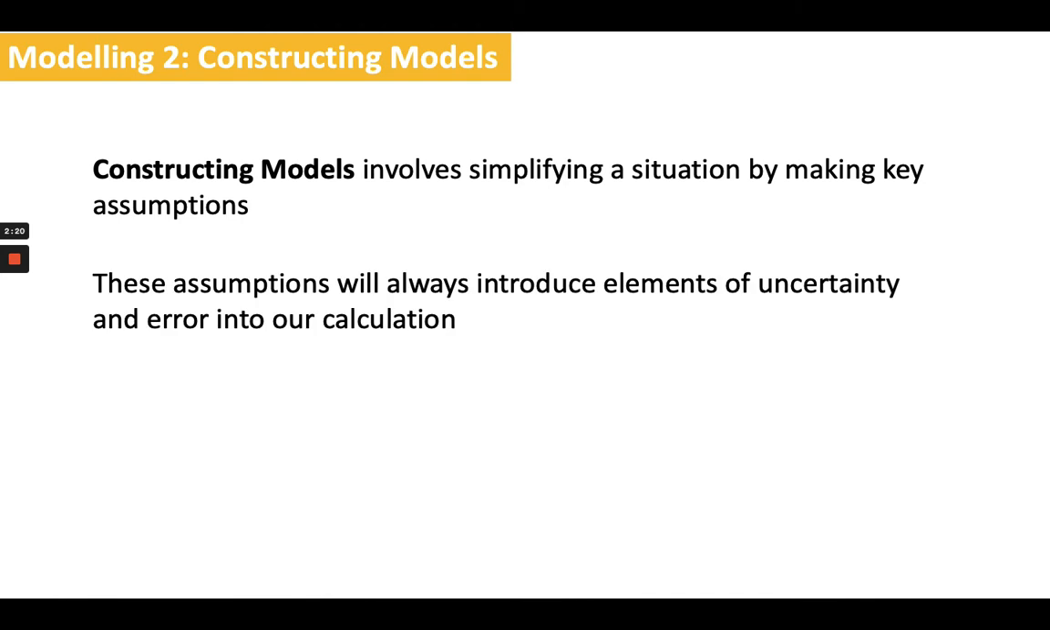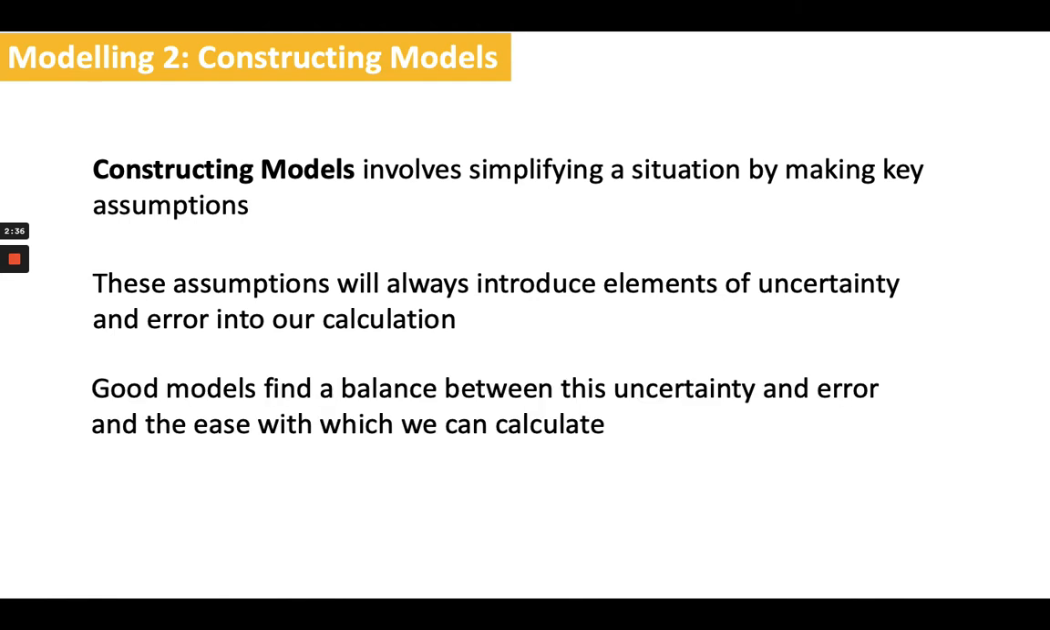Now, assumptions will necessarily mean that there's uncertainty and error in our calculations. There is some way in which these assumptions will mean that our calculation is not 100% accurate. What we want to do, and a good model will do this, is find some balance between the uncertainty created by the assumptions we use, and the ease with which we can calculate the information we're interested in. So there is some balancing point here between the uncertainty and the calculation.